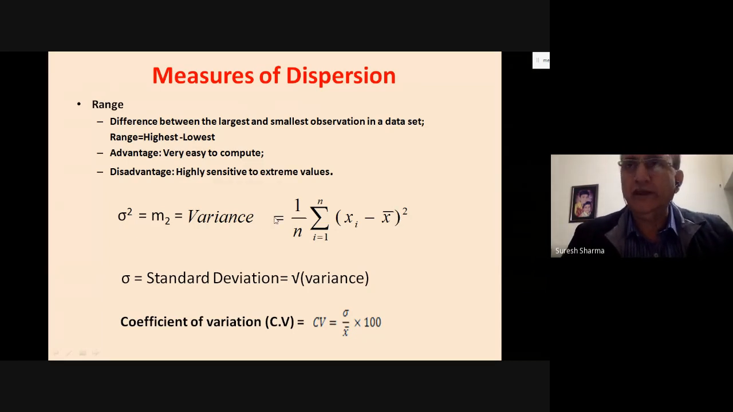Now, once we know the variance, why compute the standard deviation? Standard deviation is nothing but the square root of variance. The question is, why do we compute it? Let me give you the logic again. There is a logic.